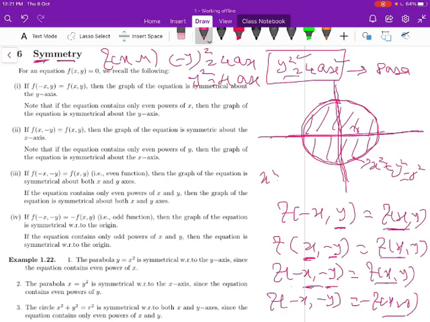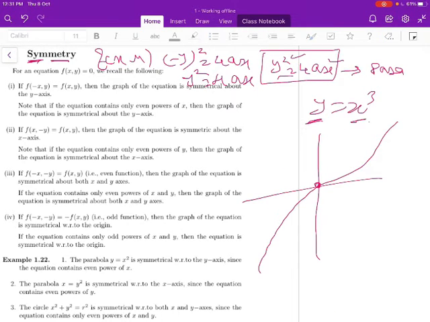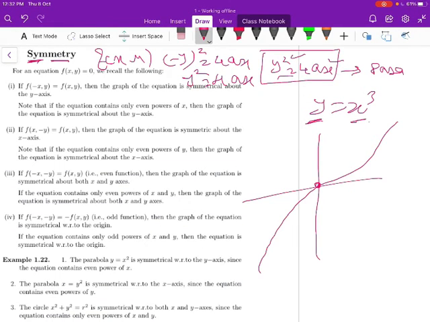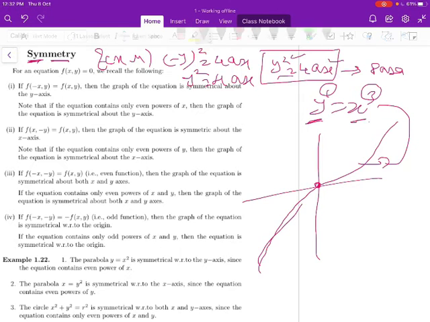You can observe mathematically, x square plus y square is equal to r square. This equation contains even powers of x as well as even powers of y. Therefore the curve is symmetric about both x and y axis. Now you can observe that the equation y is equal to x cube has odd powers of x as well as odd powers of y. So this is the curve for the function y is equal to x cube. This curve is symmetric about the origin here.